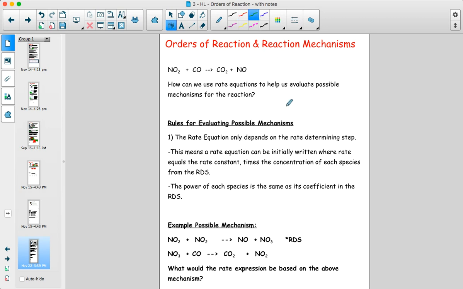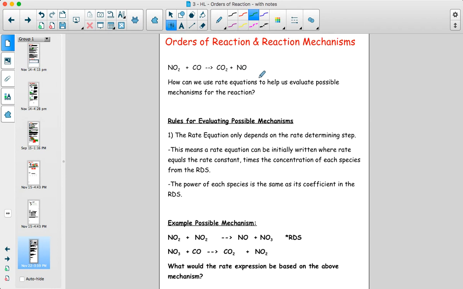So now that we've looked at orders of reaction and the concept of reaction mechanism, the last step is tying the two together and looking at how we can use rate equations to help us evaluate possible reaction mechanisms. So that's the combination. If we have this reaction here, NO2 plus carbon monoxide makes carbon dioxide and NO, let's look at some possible mechanisms and some of the rules that go along with figuring out whether or not the mechanism matches the rate equation.